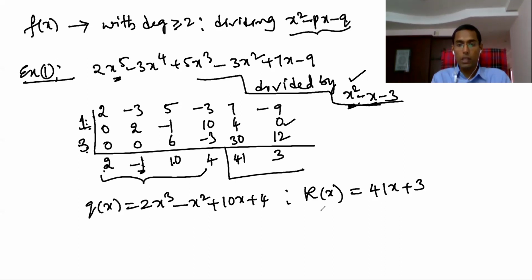Hope it's clear. So you understand, this one is 2nd degree. Now when you are dividing with a 2nd degree, a remainder of 2nd degree won't come. So a 1st degree or constant remainder will come. That's the reason these two places are for the remainder.